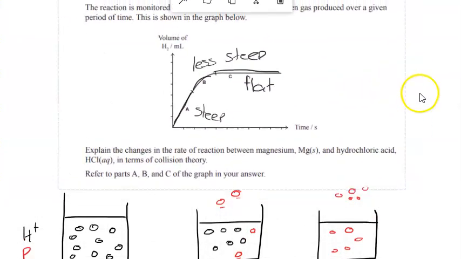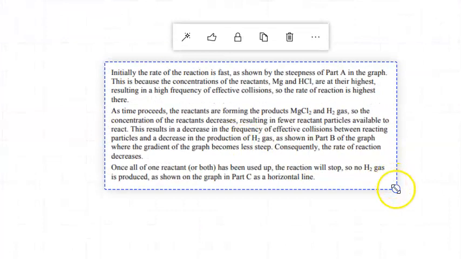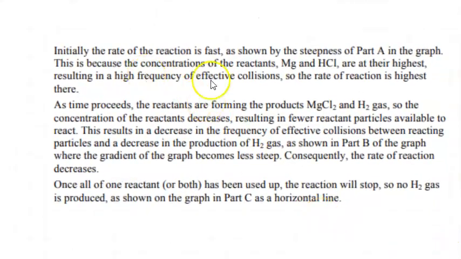So let's have a look at what the model answer says. Initially the rate of reaction is fast, as shown by the steepness of part A in the graph. This is because the concentrations of the reactants are at their highest, resulting in a high frequency of effective collisions. So the rate of reaction is highest there. As time proceeds, there are products being formed, so the concentration of reactants decreases, resulting in fewer particles available to react. This results in a decrease in frequency of effective collisions between reacting particles and a decrease in the production of hydrogen gas, as shown in part B of the graph, where the gradient of the graph becomes less steep. Consequently, the rate of reaction decreases.